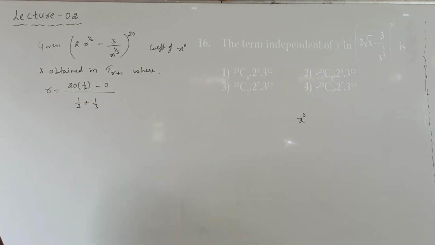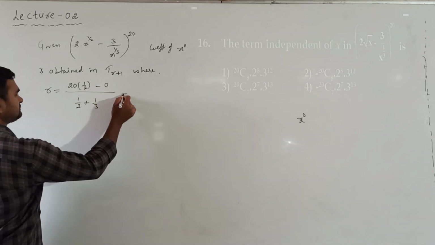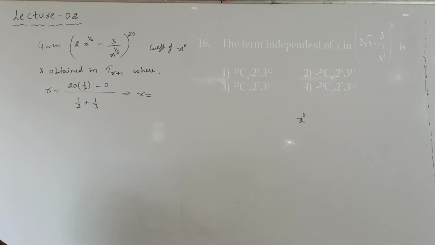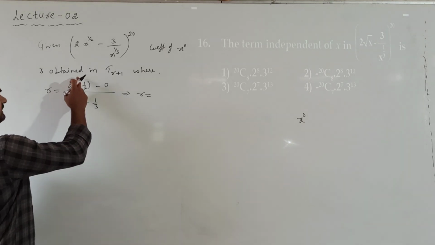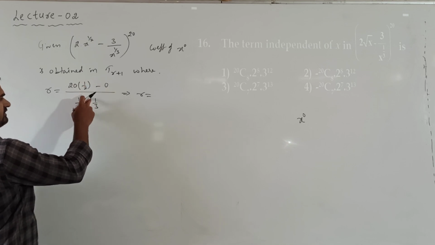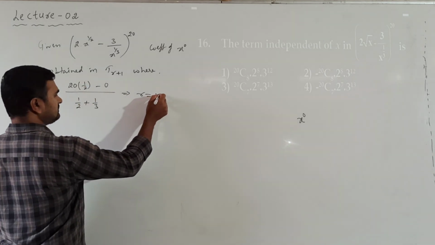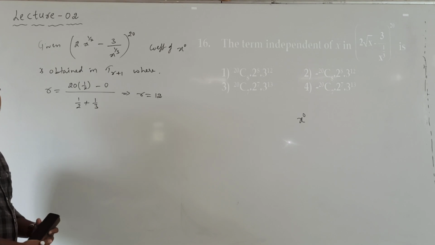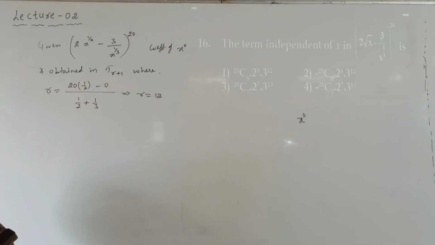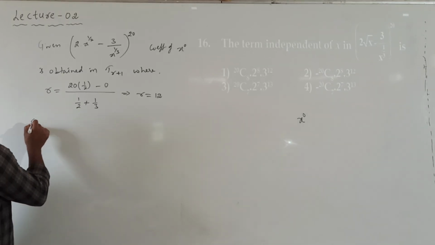Okay, now simplify. 20 by 2, so it is 10. 10 divided by 5 by 6. 10 by 5 is 2, 6 will go to the numerator. So r will be 12. Now r is 12 means what is the required term?